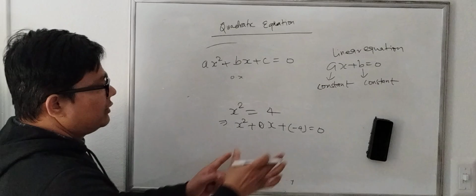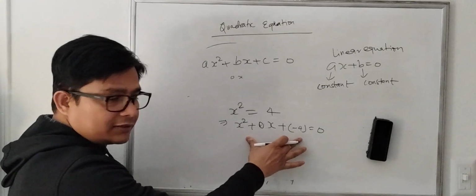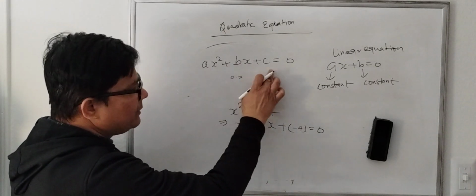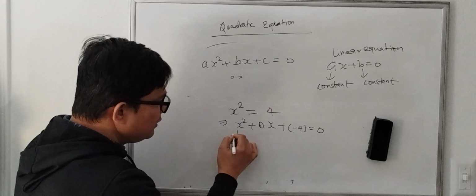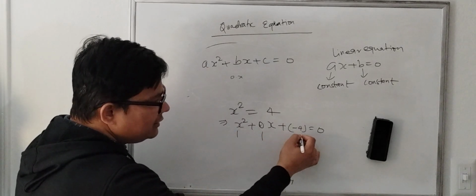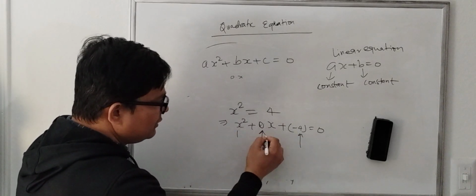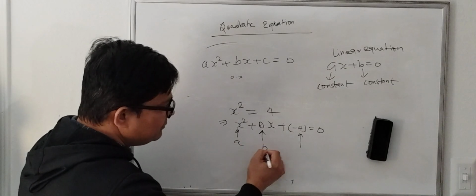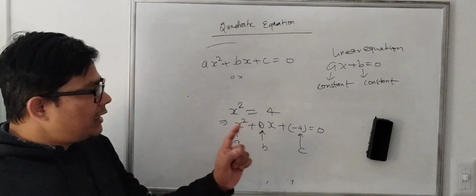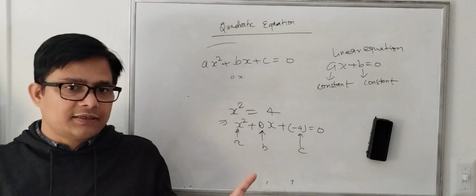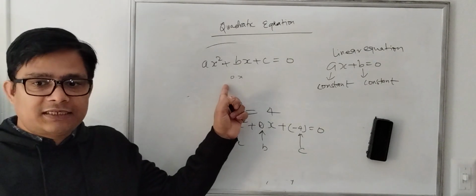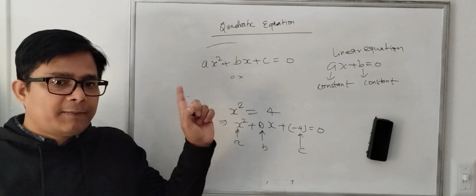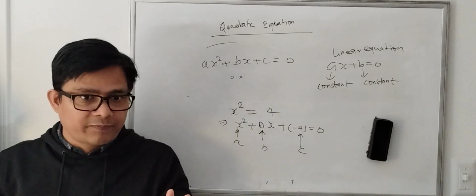Now see, this equation we converted into ax square plus bx plus c form, where a is 1, b is 0, and c is minus 4. Got it? This is a, this is b, this is c. So any quadratic equation can be expressed in this form: ax square plus bx plus c.